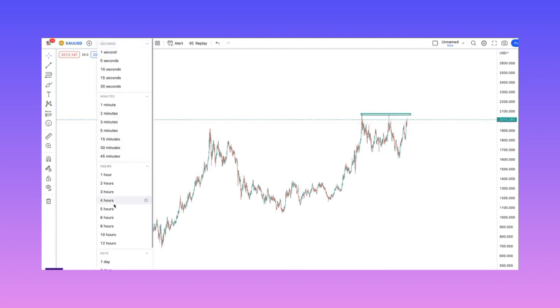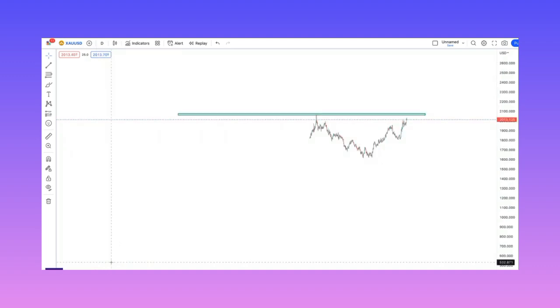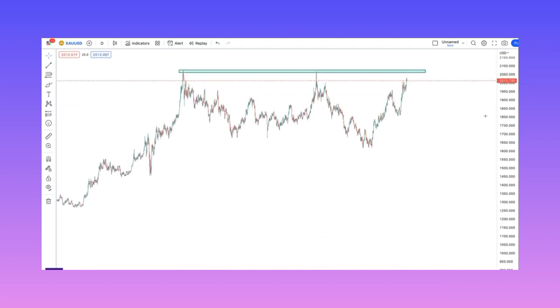So going back to the daily time frame, remember, you do not need to go as high as the weekly time frame, only if you know that the information gotten on the weekly time frame is going to help you make better trade decisions on the lower time frame, right?